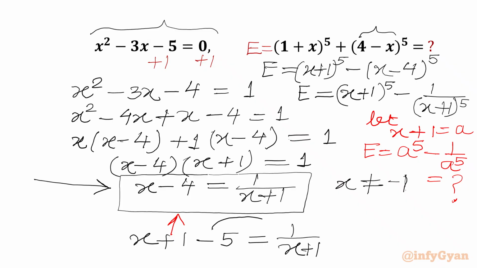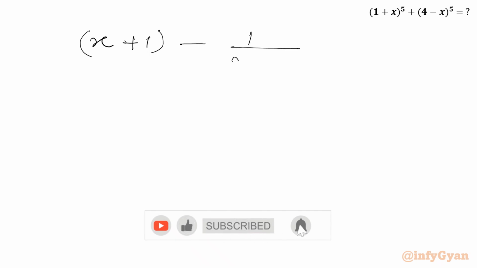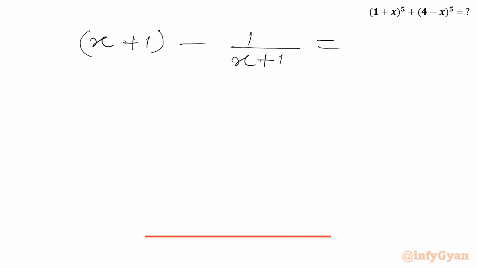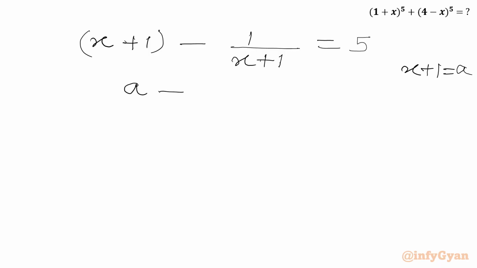Now we will take -5 to the RHS and 1 over x + 1 to the LHS. So I will get x + 1 minus 1 over x + 1 equal to 5. x + 1 was A. So I can write A - 1/A equal to 5, and it is said to find out A^5 - 1/A^5.